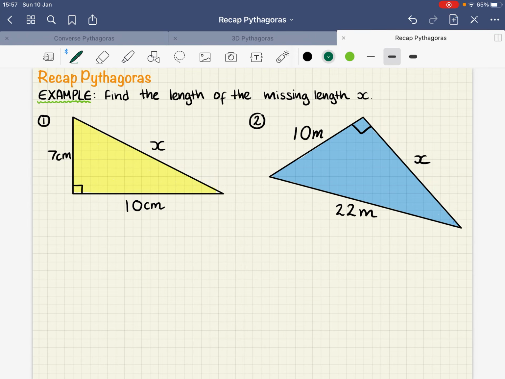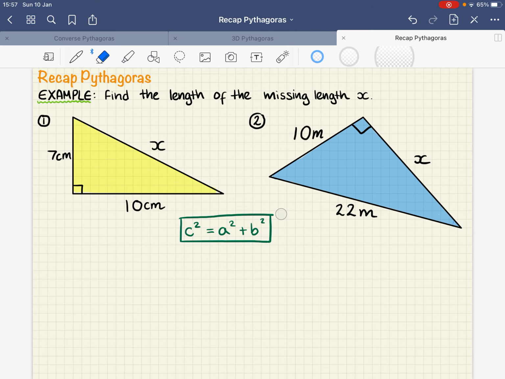Alright, so starting a new topic. This is all going to be using all your knowledge on Pythagoras Theorem. I thought I'll do a quick video just recapping all the stuff that you would have done in previous years. So just a quick little reminder, our formula for Pythagoras Theorem is c squared equals a squared plus b squared. And the important thing to always keep in mind is that c has to be the longest side of your triangle. It's always the side that is opposite the right angle.